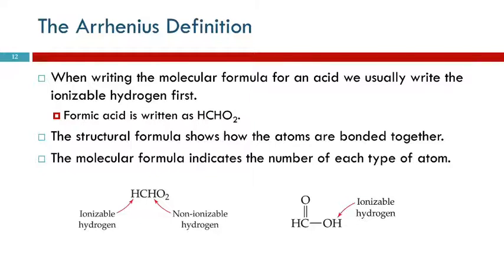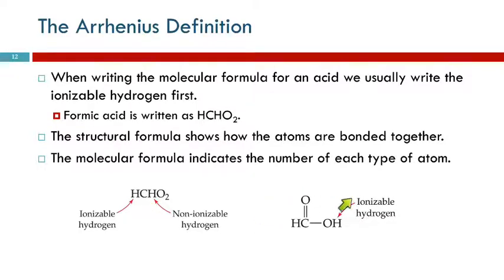When we write the molecular formula for an acid, we generally write the ionizable hydrogen first, the acidic hydrogen. So formic acid is HCHO2. So this hydrogen is the one that is ionizable. This is the one that comes off as a hydrogen ion and then goes and jumps on a water molecule. This other hydrogen doesn't do that.